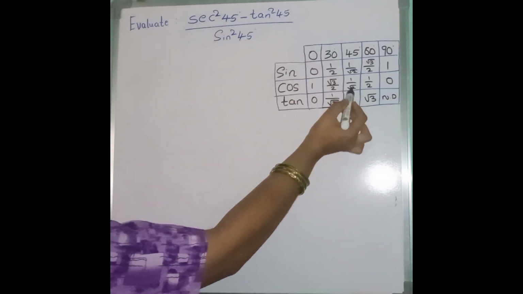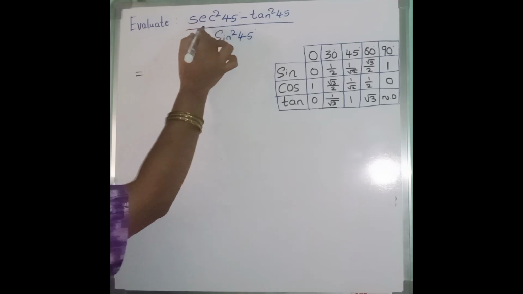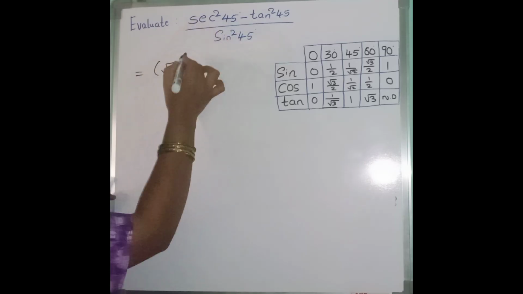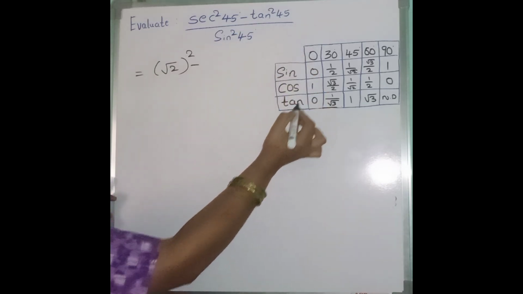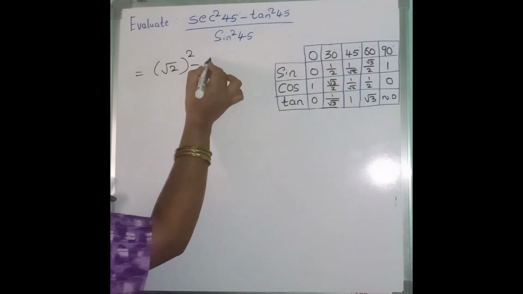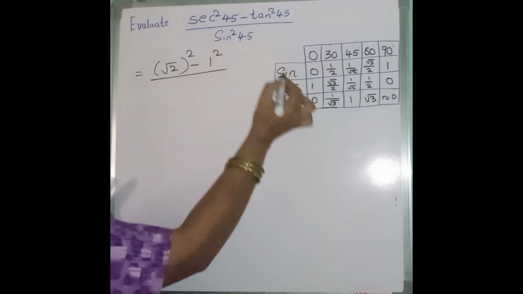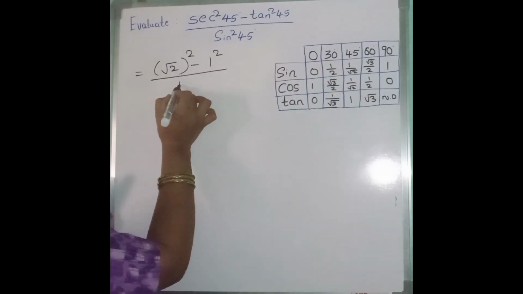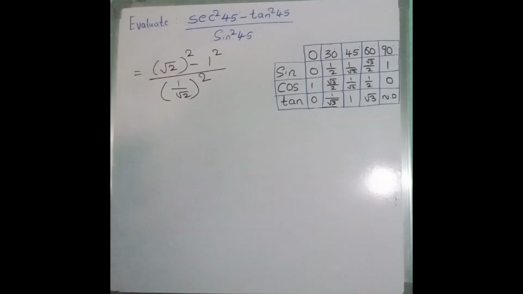Secant of 45 degree is 1 over that, that means root 2. The value of secant of 45 degree is root 2. Here is a square, write square. Minus tan of 45 degree. The value of tan 45 degree is 1. 1 square is 1. Divided by the value of sin 45 degree. The value of sin 45 degree is 1 by root 2, it's a square. Understand students?